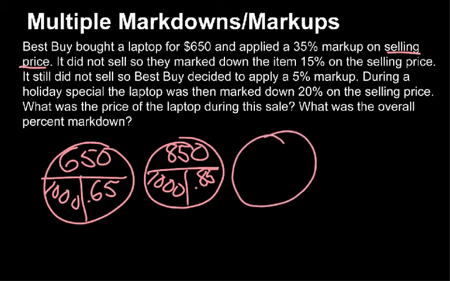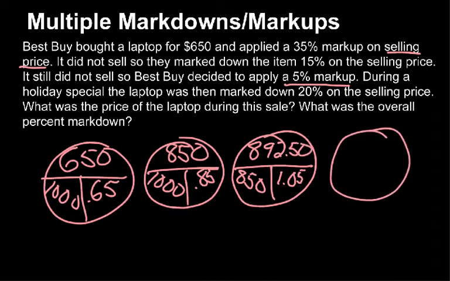Now with the third PBR circle, I'm going to use my new selling price, $850. That's after a 15% markdown. And now I need to apply a 5% markup. So I'm going to pay that $850 plus 5 more percent. So I'm going to actually use the 100% plus the 5% to find out what my new selling price is. So 850 times 1.05 would be $892.50.